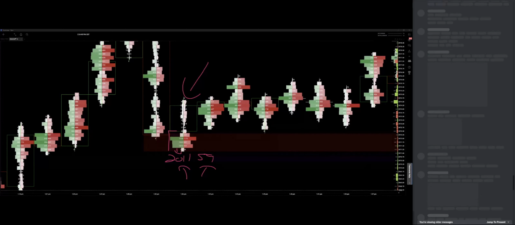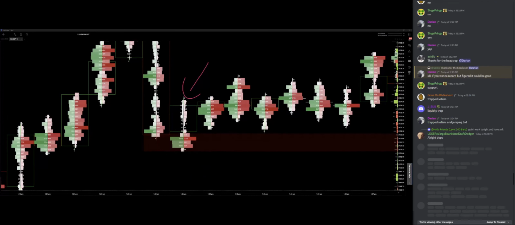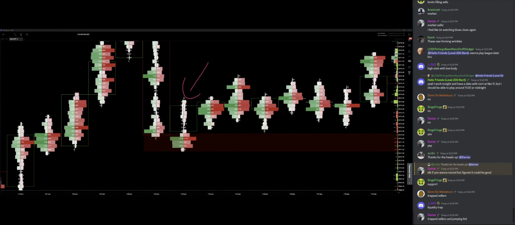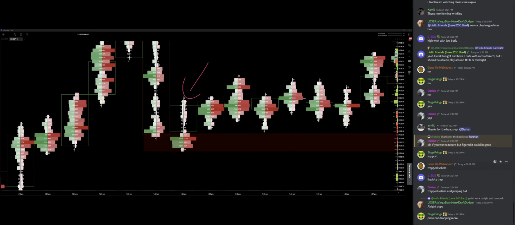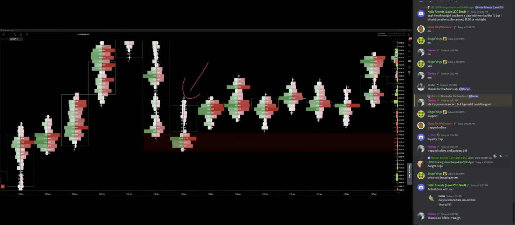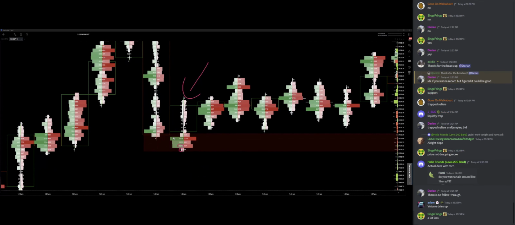How do we know they're exhausted? Well, look how many orders were transacted here versus one tick above. Is it growing? No, it's decreasing, right? Good, Adam. Volume dries up.